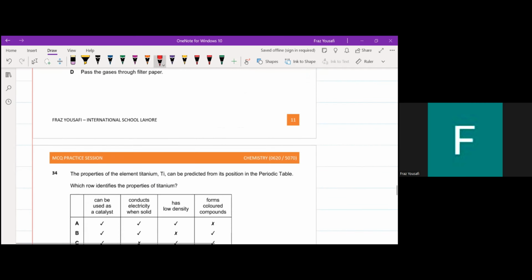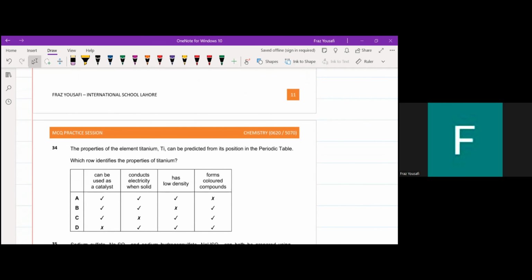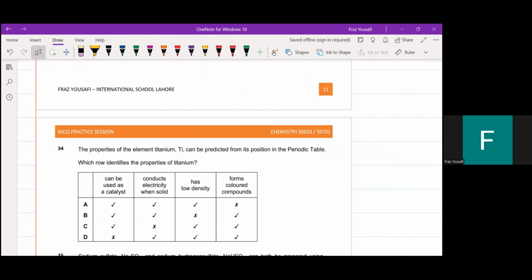All right, 34. The properties of the element titanium, Ti, can be predicted from its position in the periodic table. Which identifies the properties of titanium? When they say its properties can be predicted from its position, it's generally applying to a noble gas, I'm sorry, a transition metal. I apologize. So titanium is a transition element.